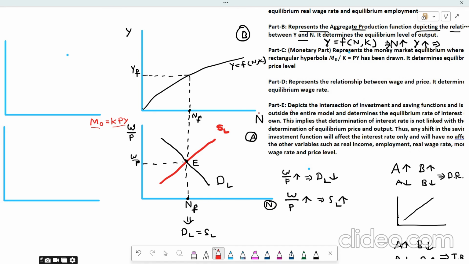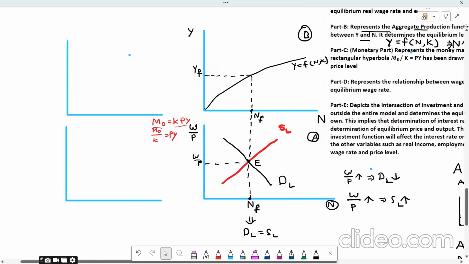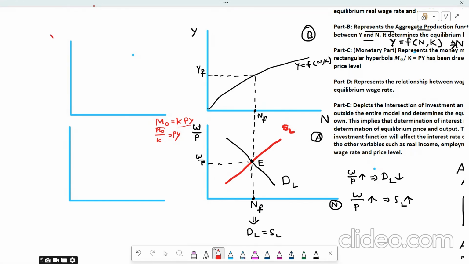Now M0 equals KPY. I can also write it as M0 by K equals PY. And on the y axis I will be taking Y. This Y will actually be derived from part B. So the employment of part A gives us the amount of labor or employment at part B. Similarly, the output at full employment in part B gives us the output at part C.